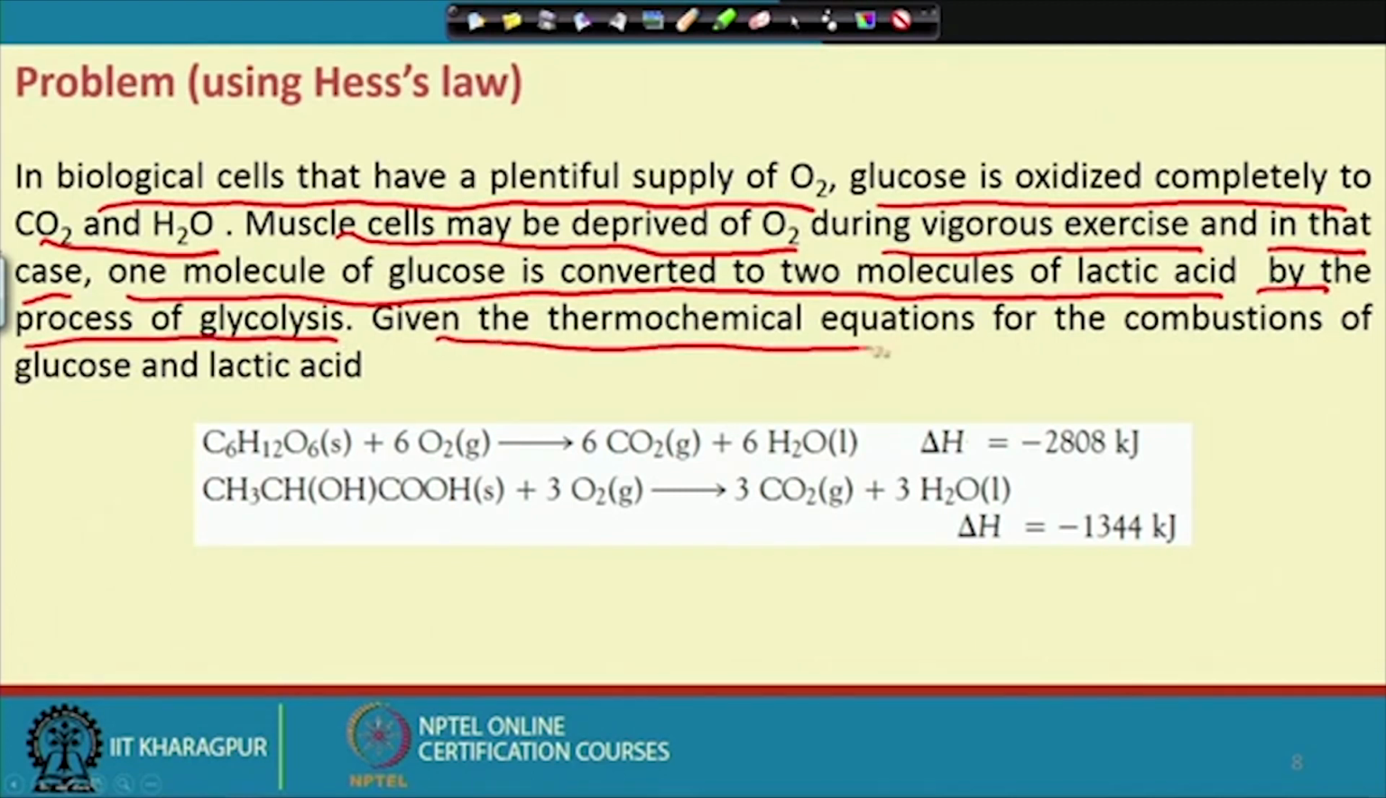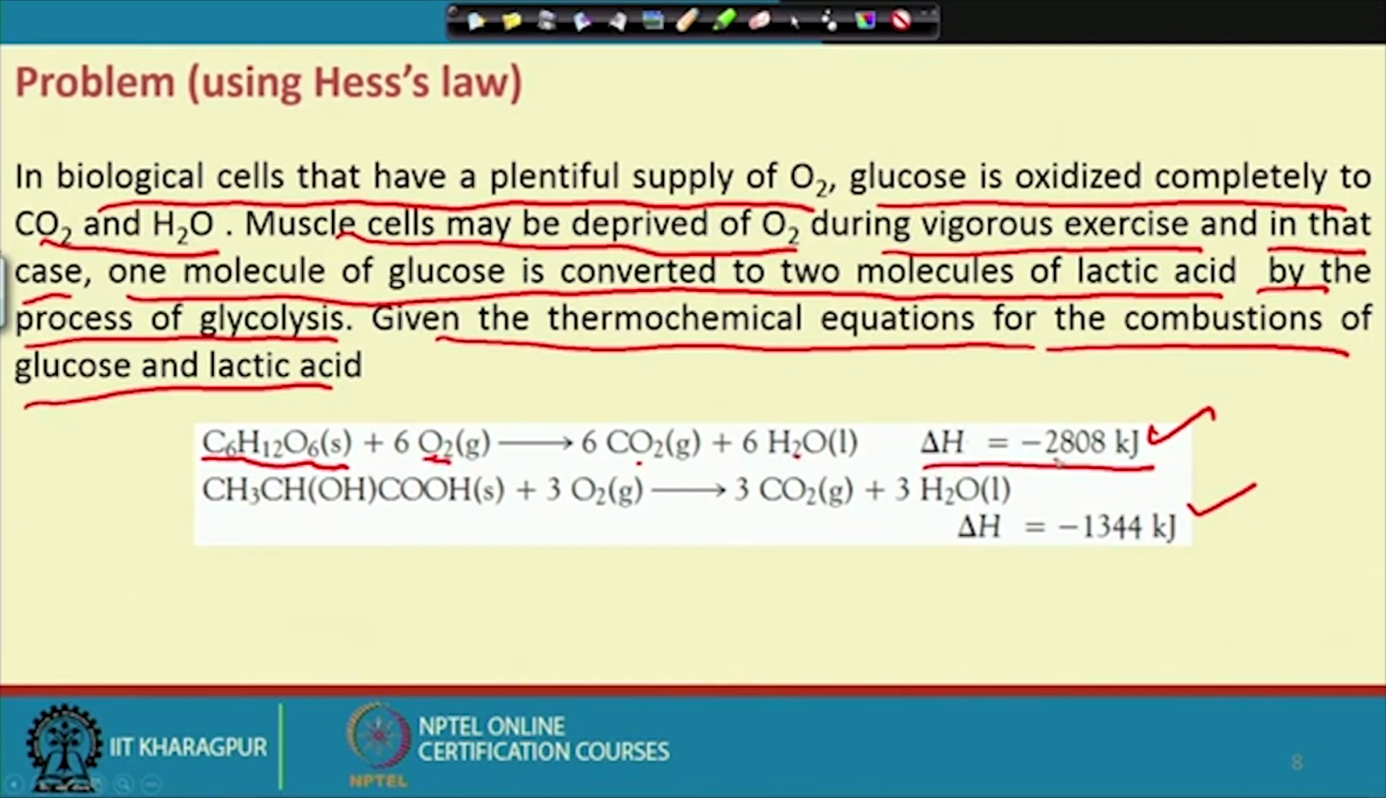The thermodynamic equations for the combustion of glucose and lactic acid are given here. This is glucose in the presence of oxygen. It produces carbon dioxide and water, and the change of enthalpy is 2808 kilojoules. Now, when lactic acid burns in the presence of oxygen, it also produces carbon dioxide and water. The change of enthalpy is 1344 kilojoules.